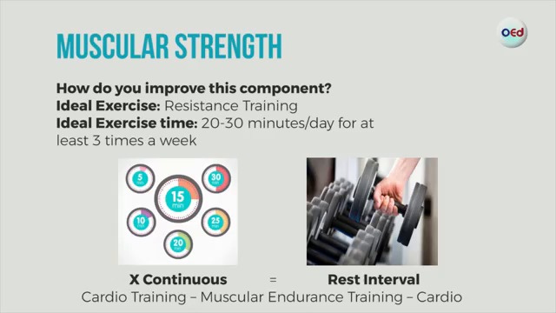What is the ideal exercise and exercise timing for this type of training? Just like muscular endurance, the ideal exercise for muscular strength is resistance training, while the ideal exercise time is 20 to 30 minutes a day for at least 3 times a week if you are a beginner. This type of training must not be continuous. This way, you can provide the body with enough recovery time and rest. The best way is to also alternate this training with the cardiovascular endurance training so that you can get enough recovery time.